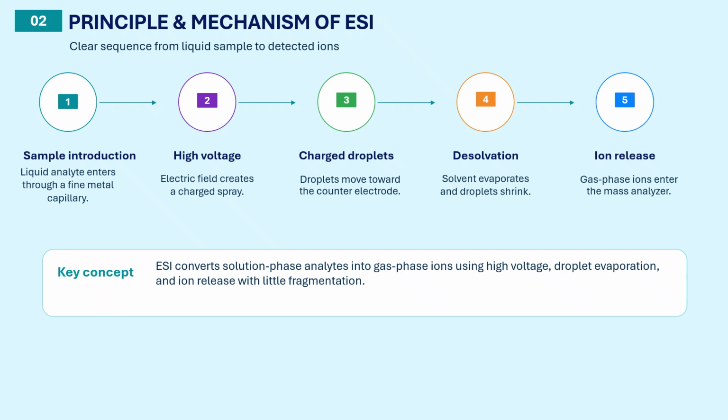The key concept is that ESI converts solution phase analytes into gas phase ions with little fragmentation. This is why ESI is called a soft ionization technique. It is especially useful for large biomolecules, polar compounds, peptides, proteins, and LCMS-based analysis.